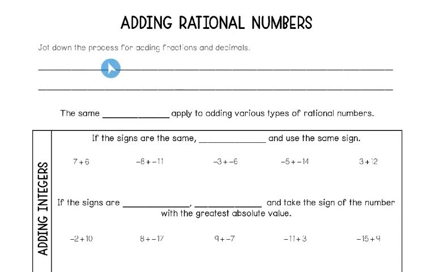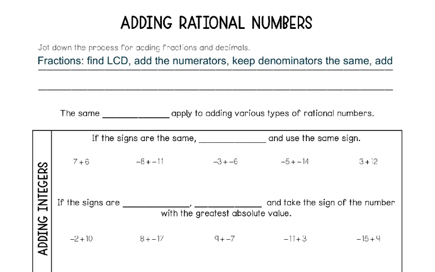It says, jot down the process for adding fractions and decimals. So just really quickly summarize, what does it mean to add fractions? What does it mean to add decimals? So take a second, go back and review that in the intro to rational numbers section, and then come back and jot that down.